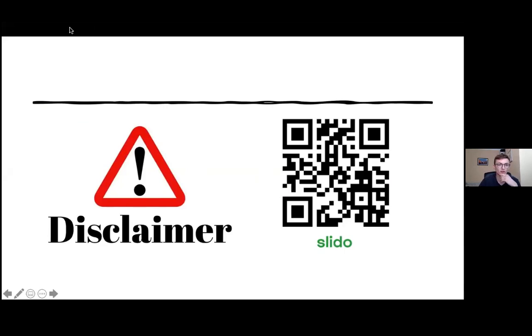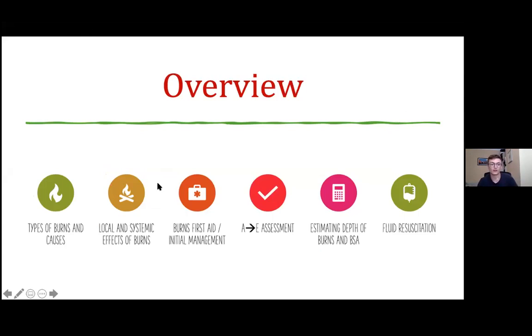Cool. So this is just a bit of an overview of what we're going to talk about. We're going to first talk about types of burns and causes of burns. We're then going to talk about local and systemic effects of burns, first aid management, or your initial management of burns. Then we're going to talk about the A to E assessment, estimating depth of burns and calculating the percentage of total body surface area affected, and also going to touch on fluid resuscitation and a bit about burn care provision and when to refer to specialist care.